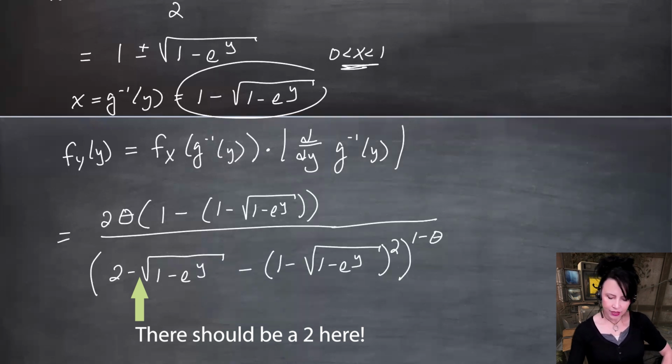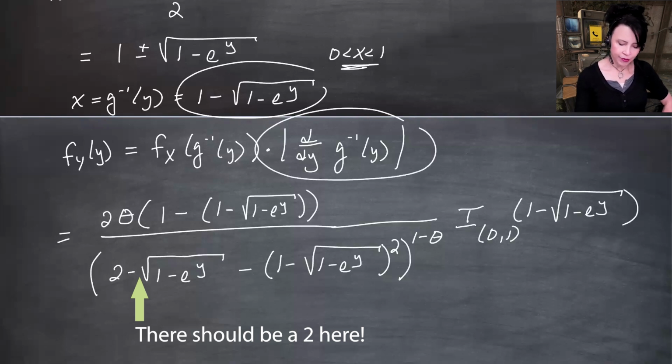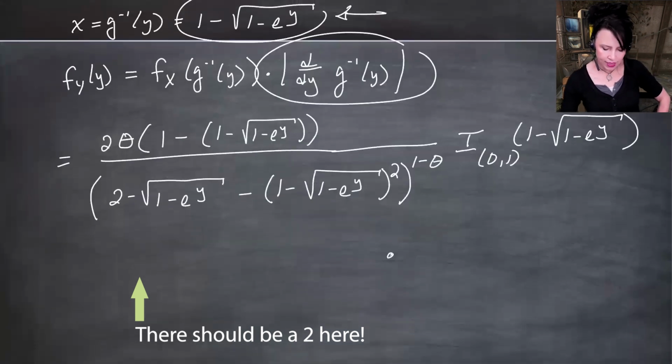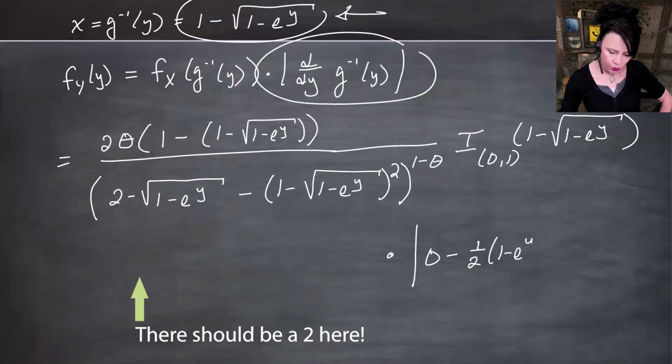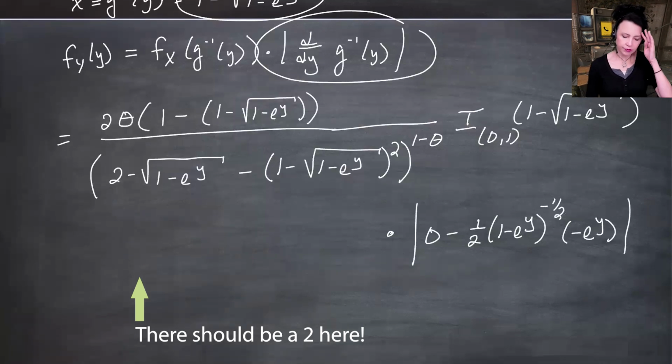And we had an indicator saying that x was between 0 and 1. And our x is now 1 minus the square root of 1 minus e to the y. And don't forget this. So I'm going to take the derivative of this. Whew, this is messy. I'll get 0 minus, so that square root is like a 1/2 power. I'll get 1/2, 1 minus e to the y to the negative 1/2 times the derivative of the inside, which is negative e to the y, all in the absolute value.